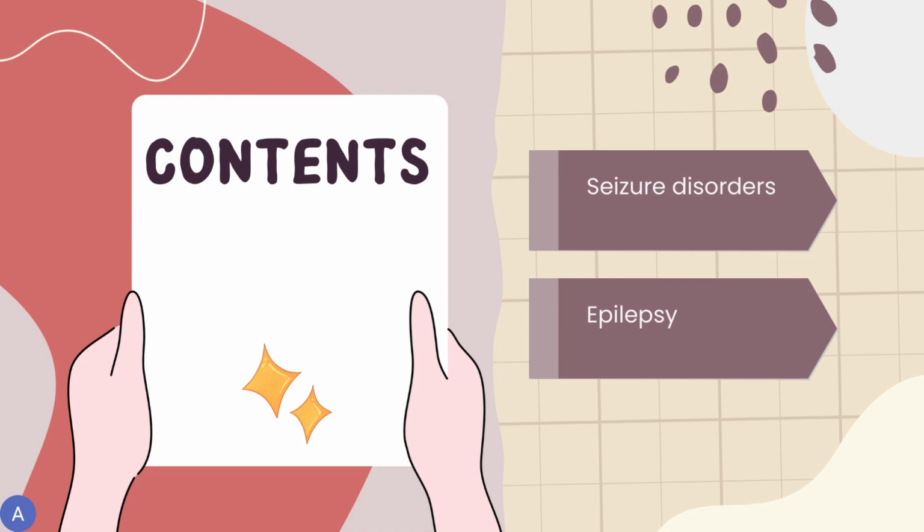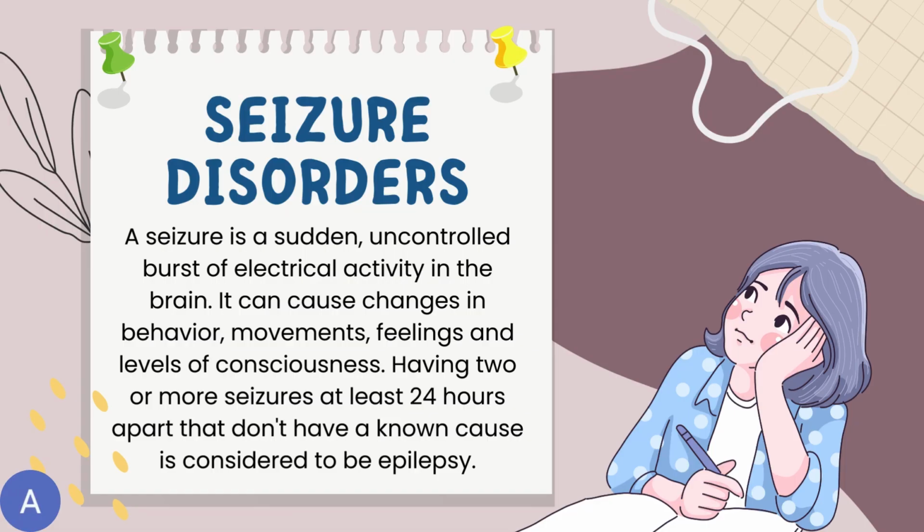Our focus for today is seizure disorders and epilepsy. In order to understand more about it, let's first look into its definition. A seizure is a sudden uncontrolled burst of electrical activity in the brain. It can cause changes in behavior, movements such as alternating, stiffening, and jerking of the arms and legs, sensations, or a loss of consciousness or altered consciousness level.